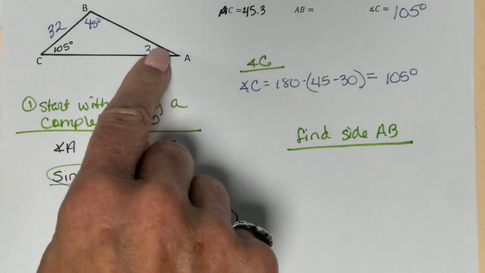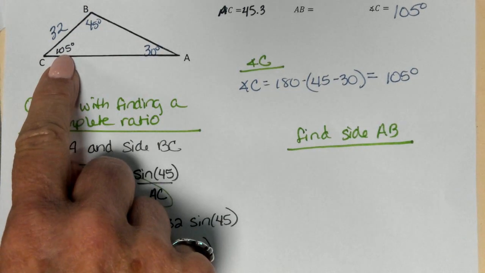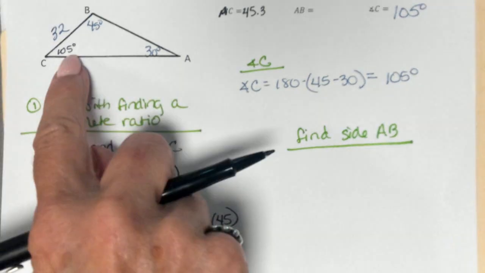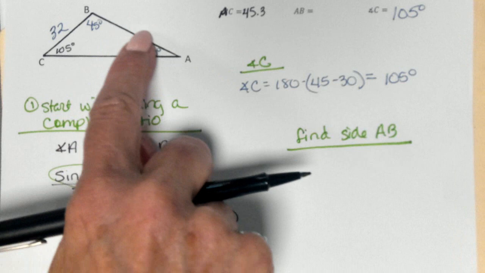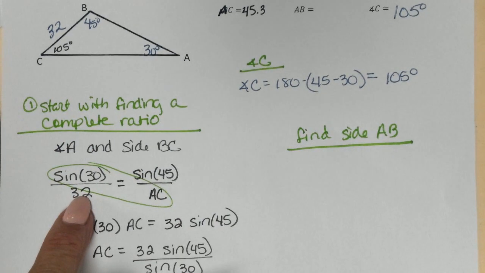Okay, so to find this side over here, we know it's across from an angle that's 105 degrees. So we are going to use 105 degrees, the sine of that, with this side. But we're still going to use our completed ratio, sine of 30 to 32.